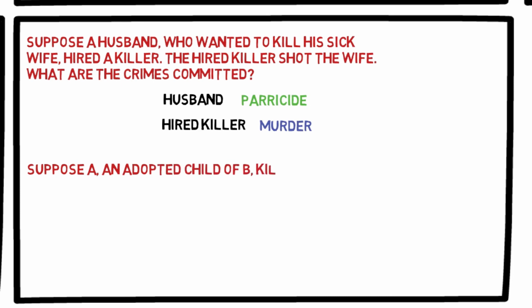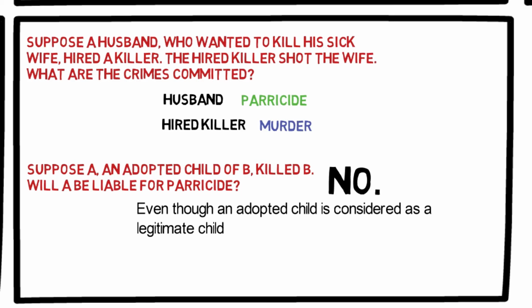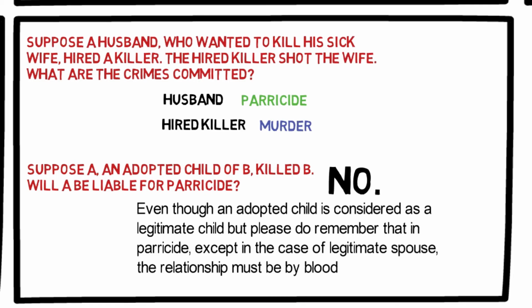Suppose A, an adopted child of B, killed B. Will A be liable for parricide? The answer is no. Even though an adopted child is considered as legitimate child, but please do remember that in parricide, except in the case of legitimate spouse, the relationship must be by blood.